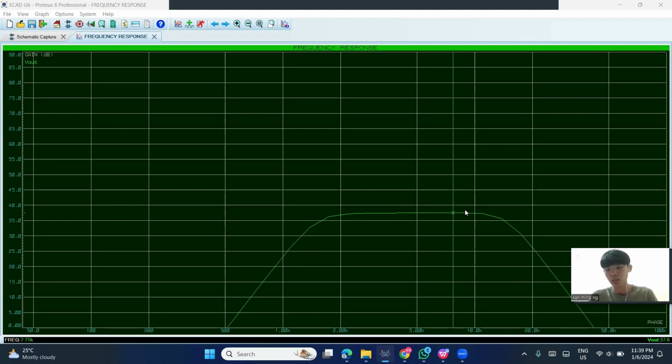here, you can use the mid gain value and then minus 3, which is 34.6. So on the right side here, you will get the value of 14.5 kilohertz, which is the high cut-off frequency. And when you go to the left side, this will be your low cut-off frequency, which is 1.57 kilohertz.